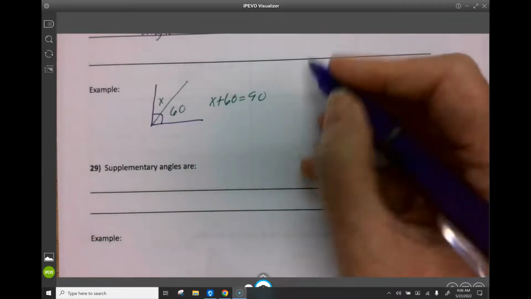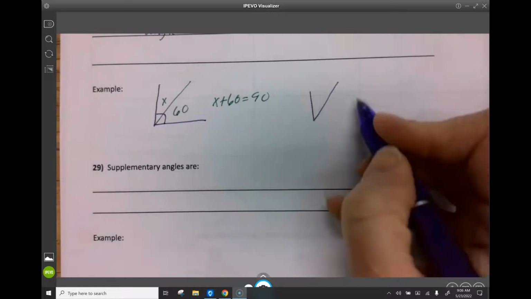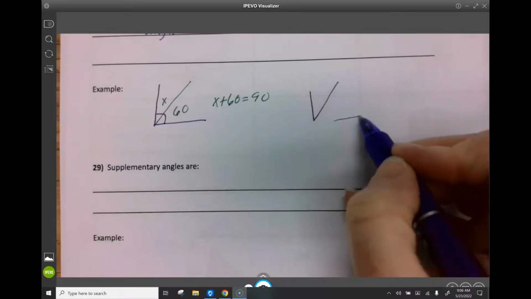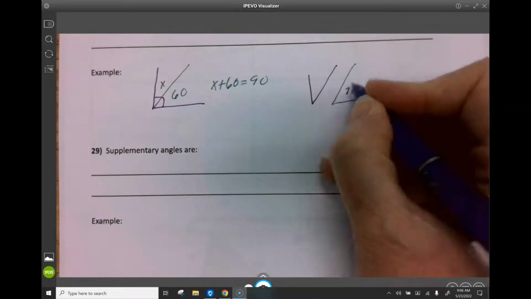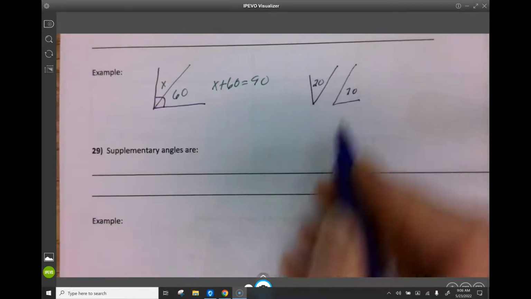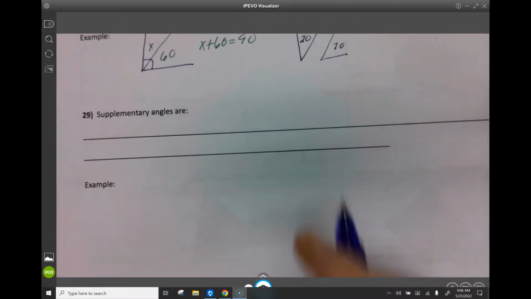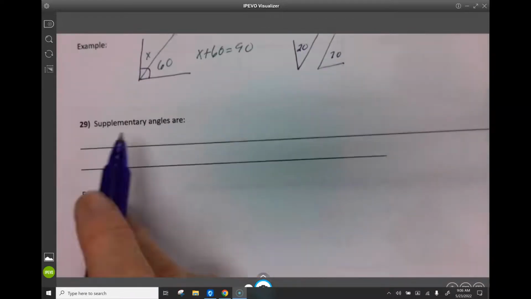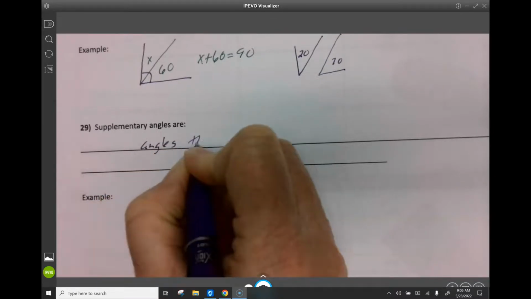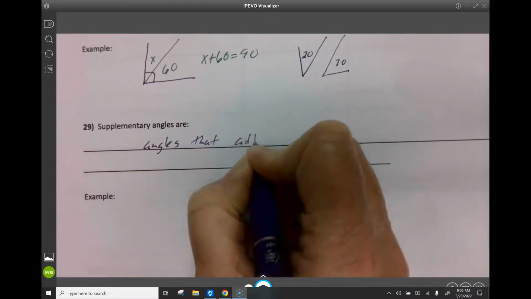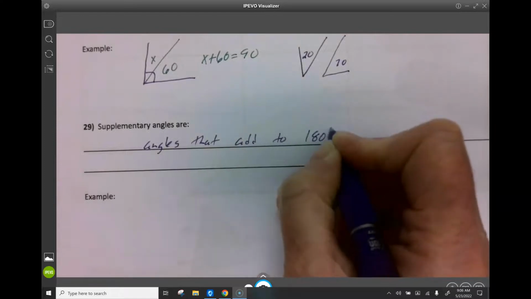Okay, if they say they're complementary, I can also have them not even be touching, and they could still be, and they could say that this one is 70, this one is 20, so they add to 90 degrees. Okay, but they might ask you to find the other one. Supplementary angles, very similar. Angles that add to 180 degrees.